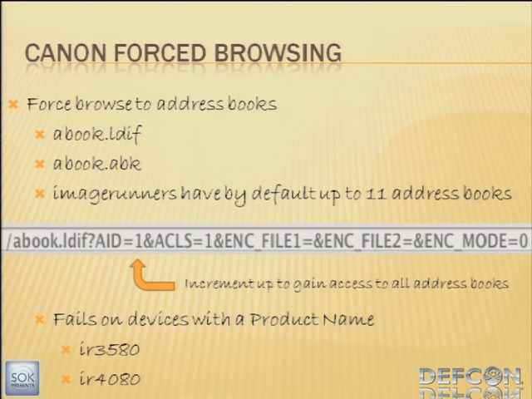Also, a quick note. Early this year, I had mentioned that I thought this was patched in a lot of devices because I was getting failures on a number of occasions. Well, I started analyzing a number of imageRUNNER devices, and I noticed that these two models here, product names IR3580 and IR4080, are the only two that I can find that this fails on. It works on all the others that have this address book functionality. Not that there may not be a way to get around it on these devices, but this method fails on them. But it doesn't fail on all the other ones. So let's look at this data.